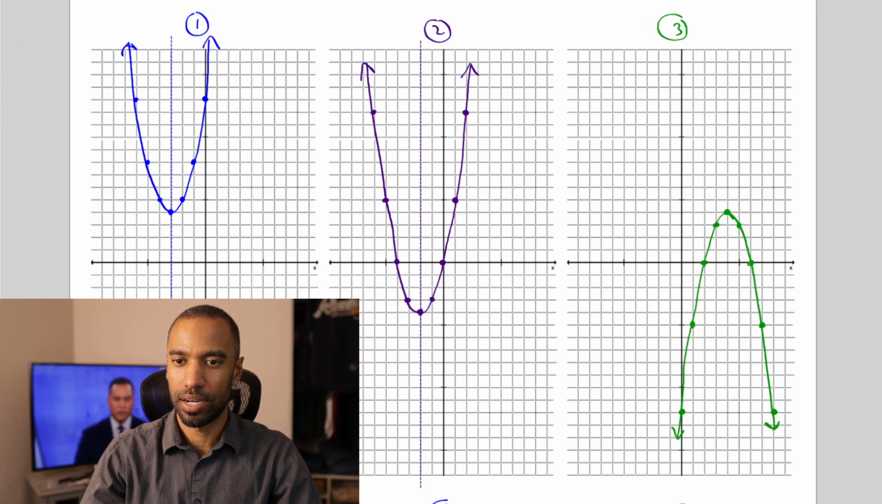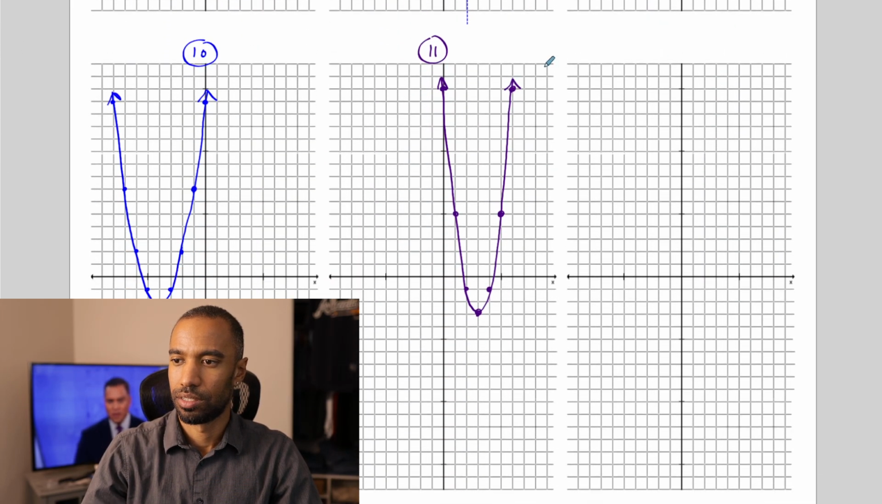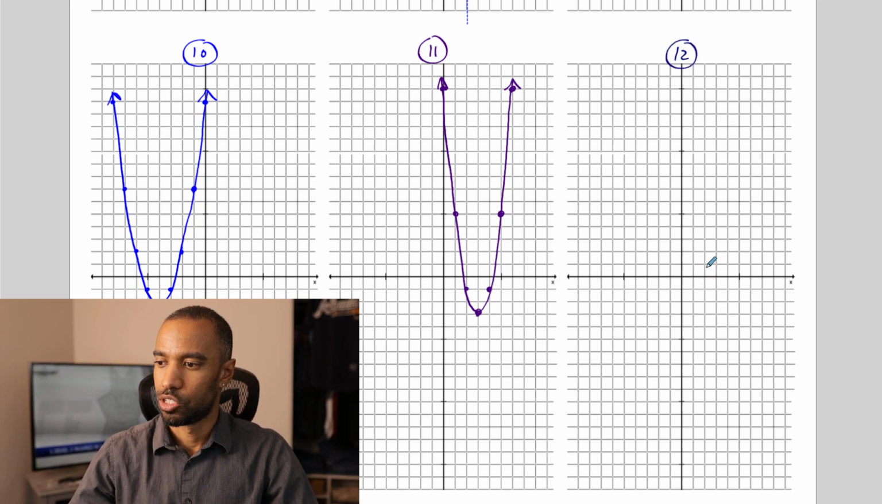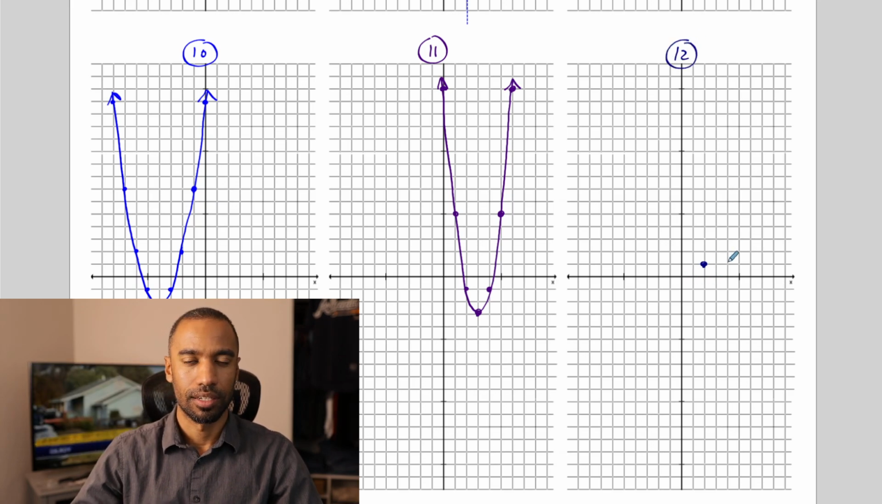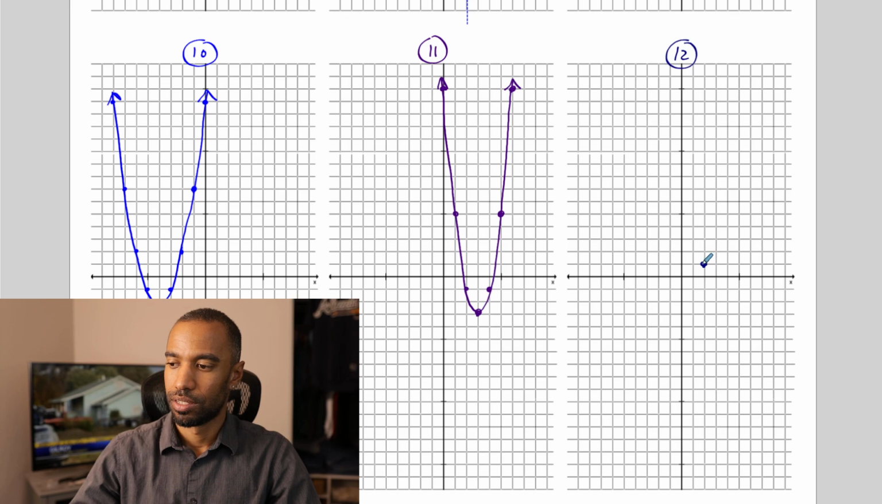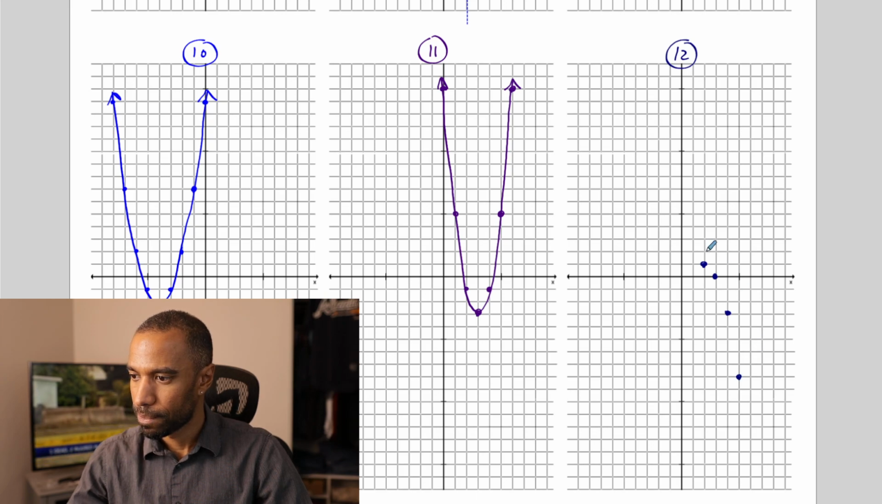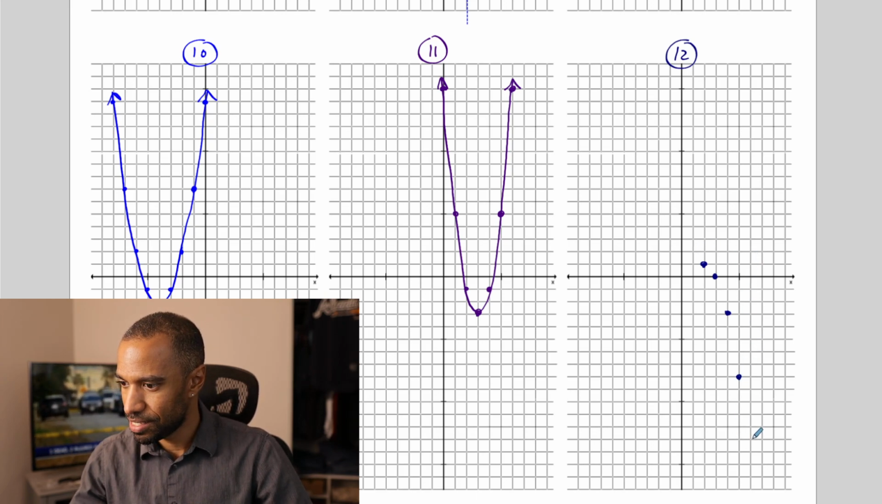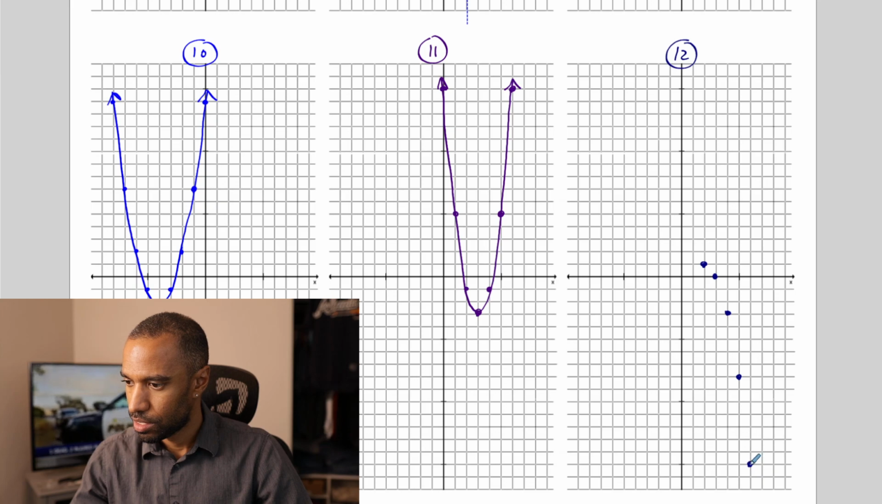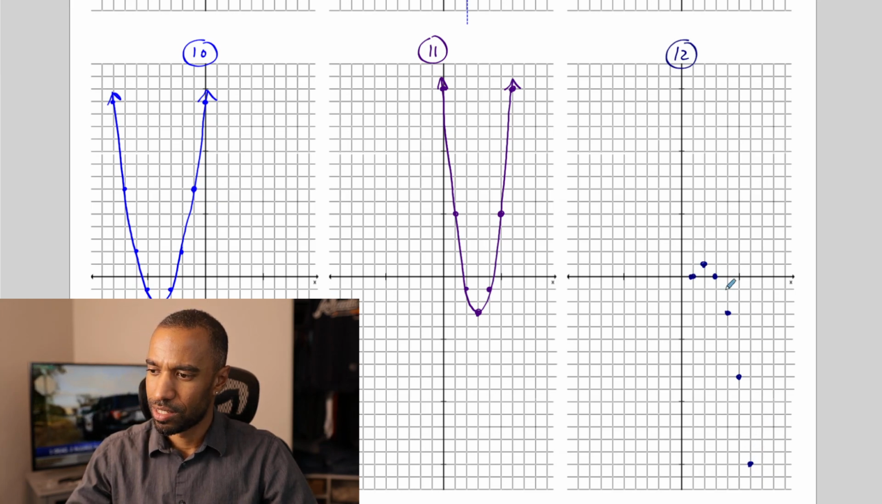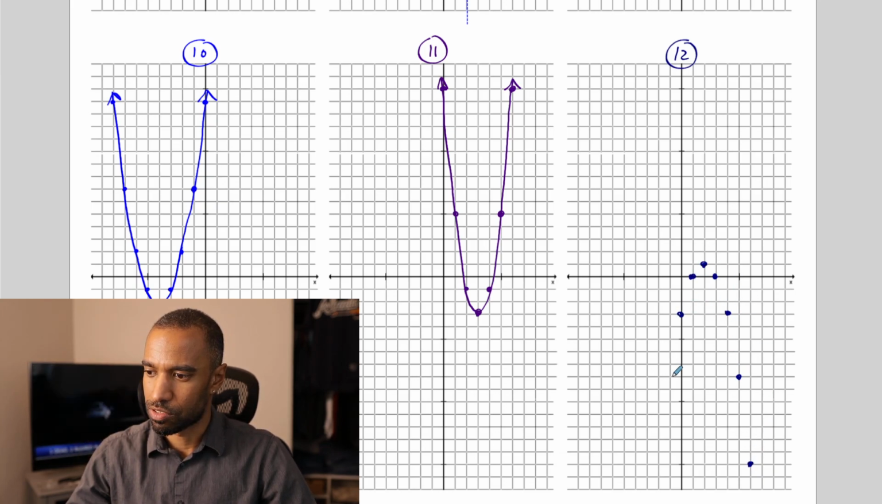Let's start at 2, 1, and we go downward. 1, 1, 2, 4, 3, 9, 4, 16, and reflect across the invisible axis of symmetry.